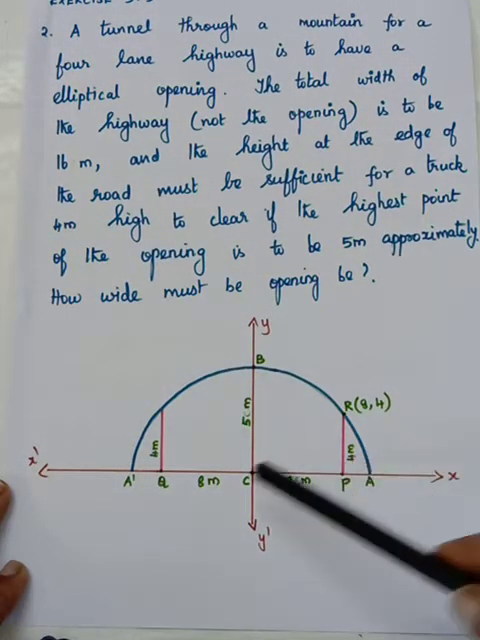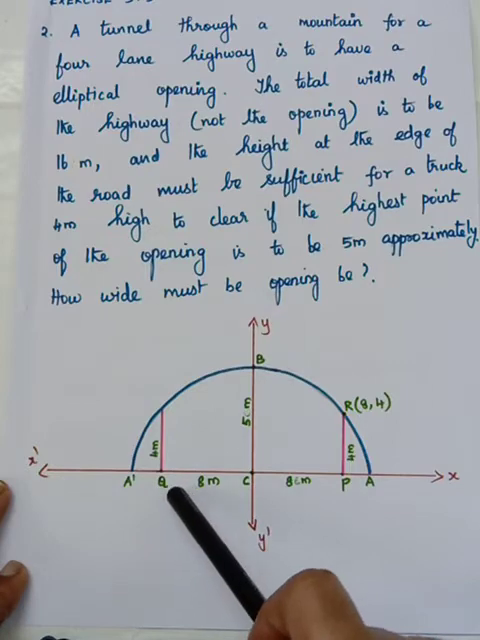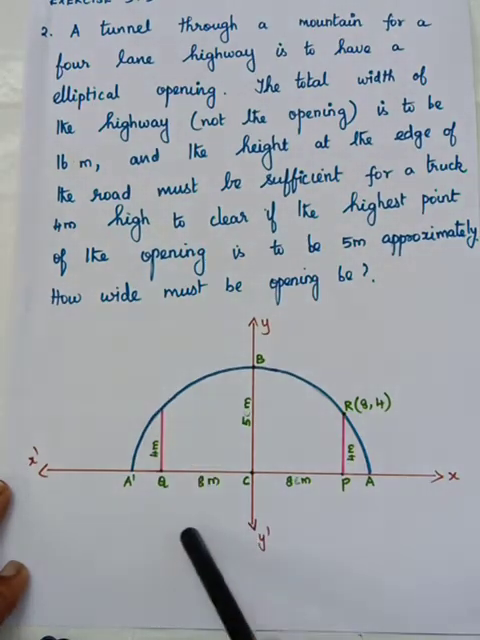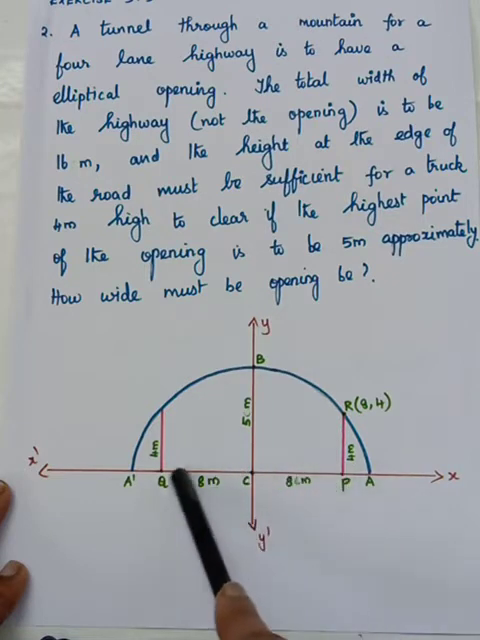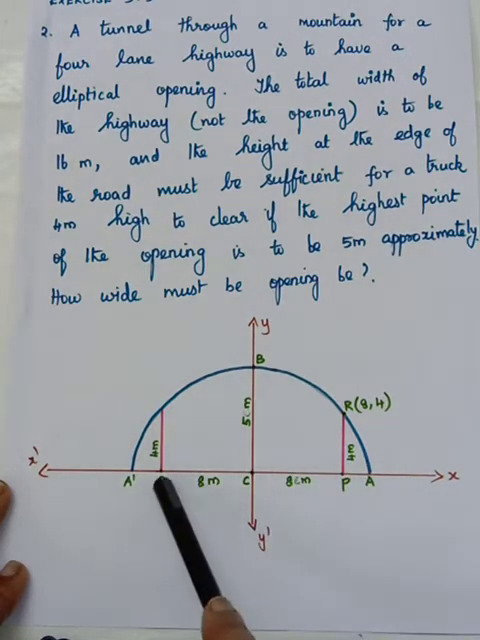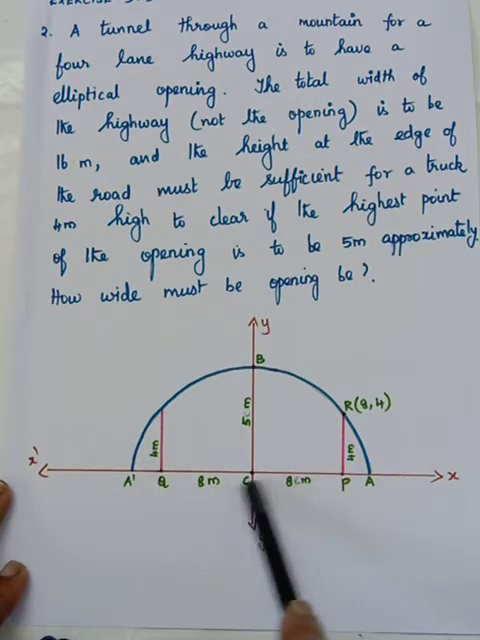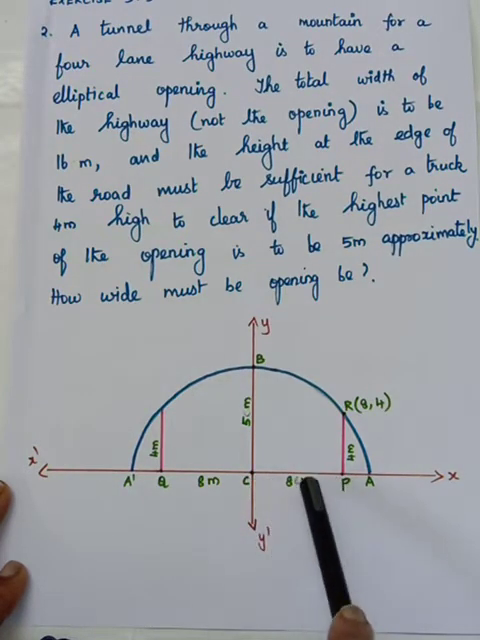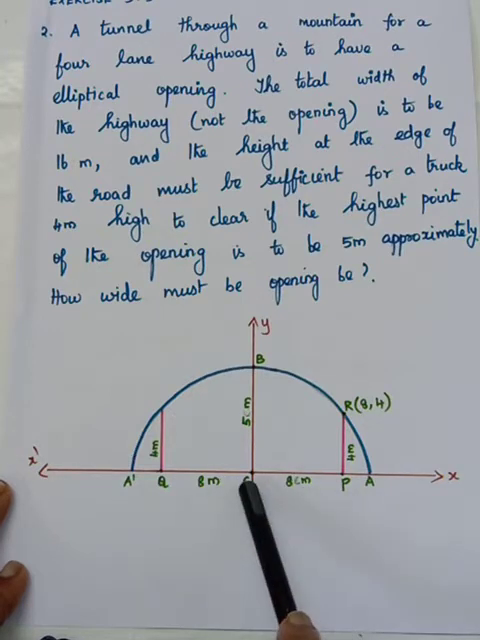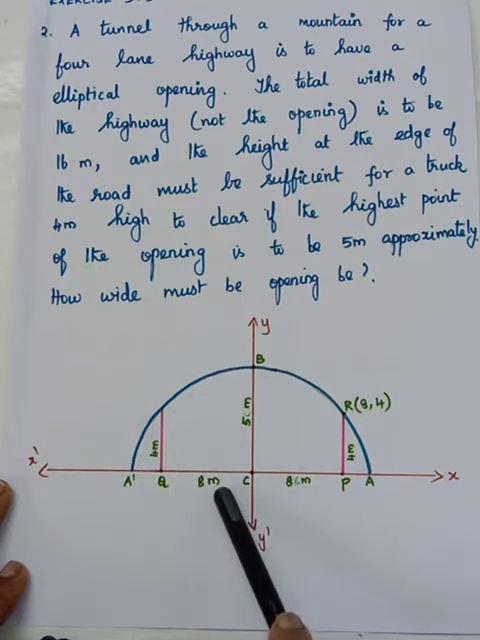Okay, so you will have the highway, the width is 16 meter. So this is the highway, this PQ is the highway opening, whose width is 16 meter. So therefore this is your 16 meter. So if you consider C as the center, it means C to P is 8 meter, and C to Q is 8 meter.